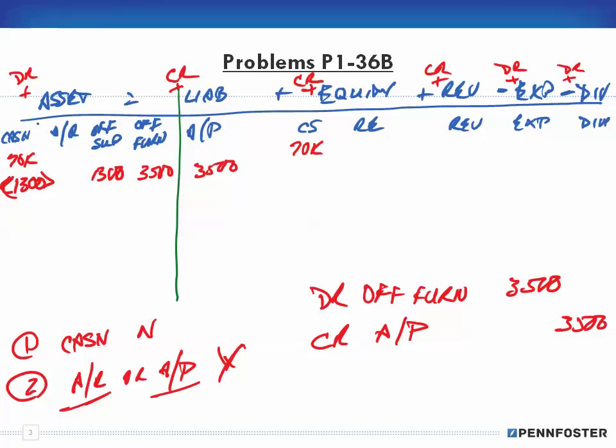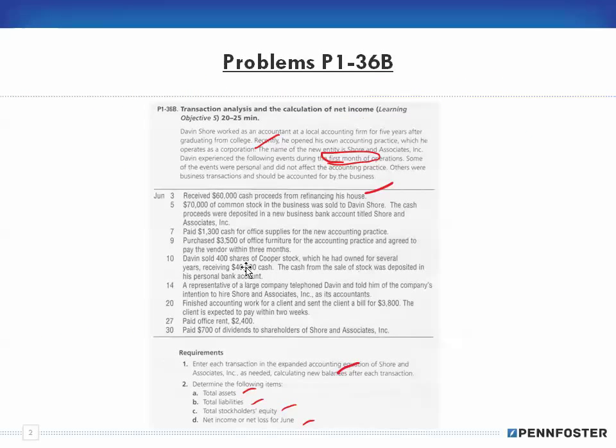Okay. Next transaction. David sold 400 shares of common stock, which he owned for several years, receiving $40,000 in cash. The cash from the sale of stock was deposited into his personal bank account. Well, that has nothing to do with the business. He's not buying stock. He's selling 400 shares of Cooper stock, into his personal bank account. This is not the stock for his business. So this transaction is of a personal nature, so it's not entered on the books for the corporation.